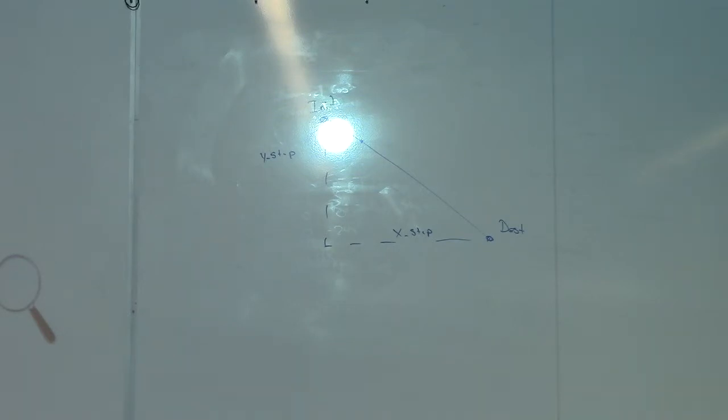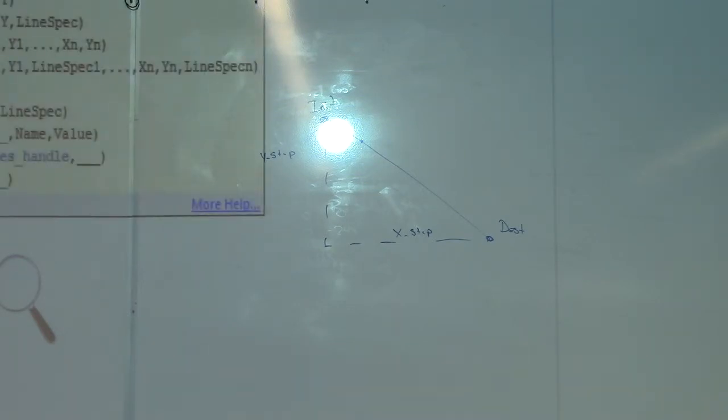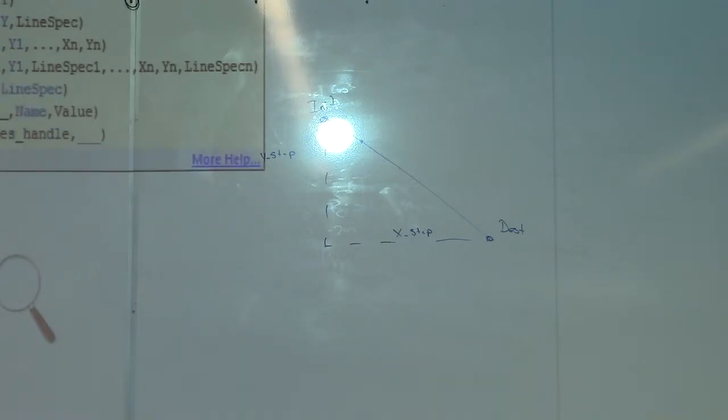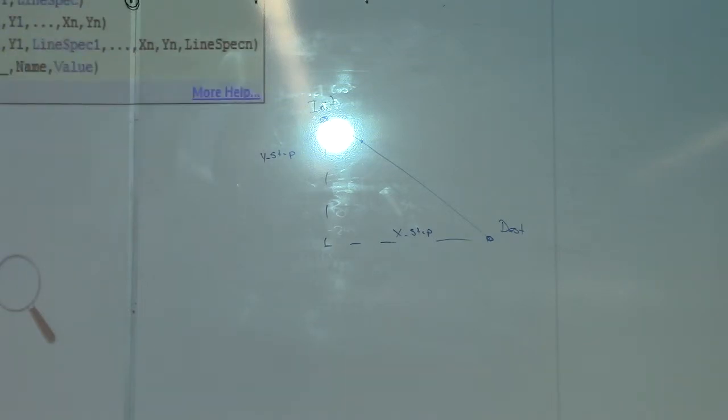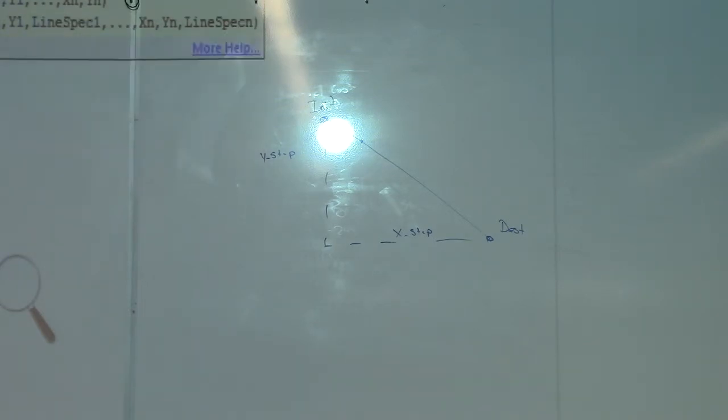So the way I plotted this in class was I did something like X init for both my initial and terminating X coordinate, Y init for both my initial and terminating Y coordinate. And then I'm going to use red as my color and a plus sign for my marker.